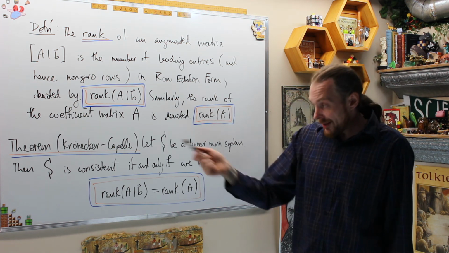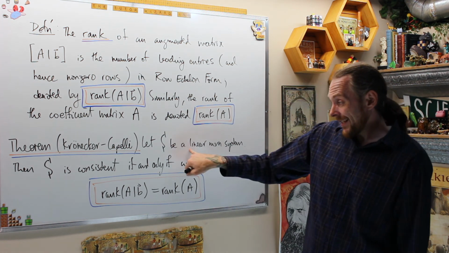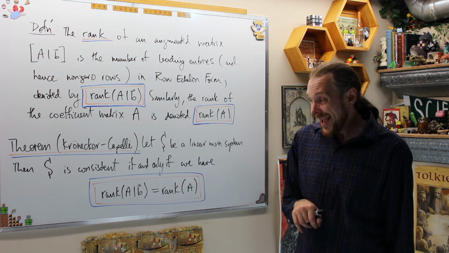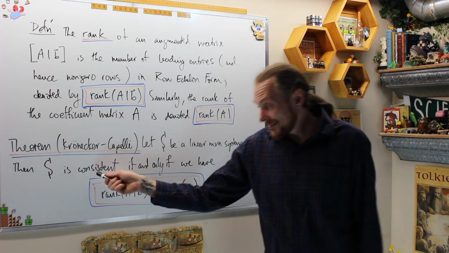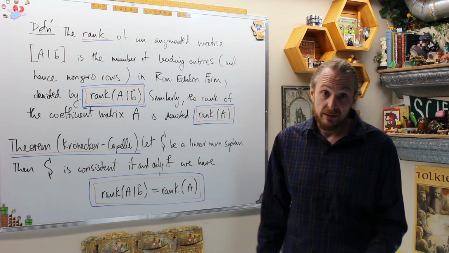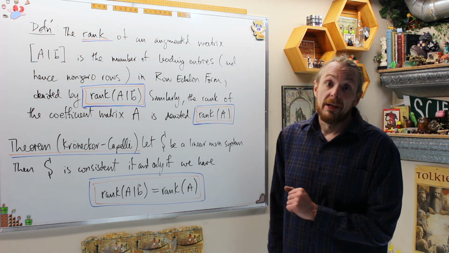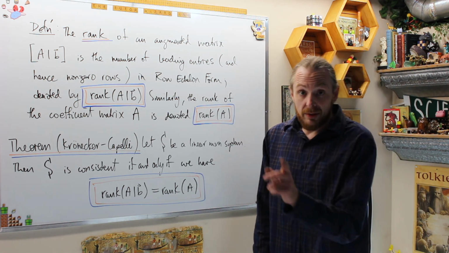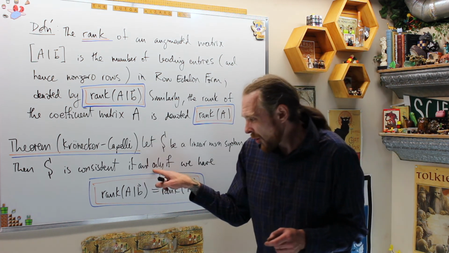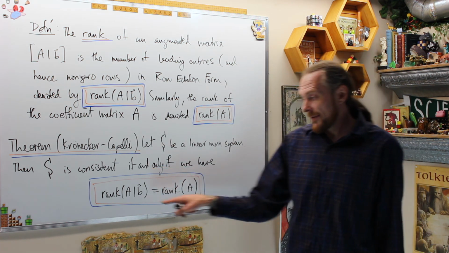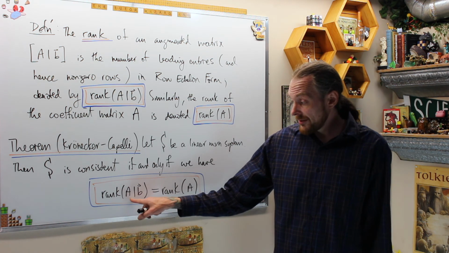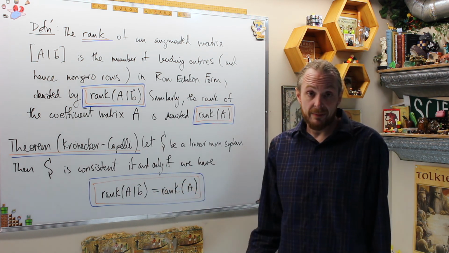What the Kronecker-Capelli theorem tells us is, given any linear m by n system S is consistent, which means it has at least one solution, which means, therefore, by our previous theorem in the last video, we have either one solution or infinitely many solutions, if and only if we have that the rank of the augmented matrix is equal to the rank of the coefficient matrix.